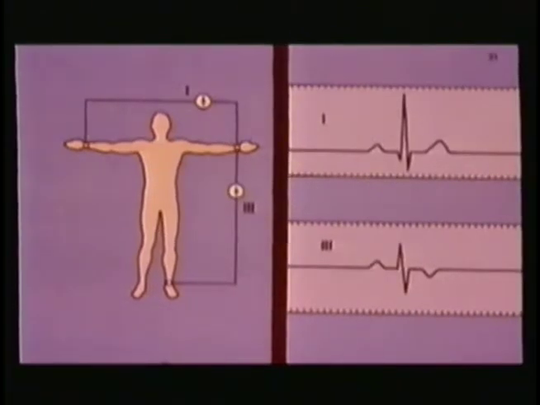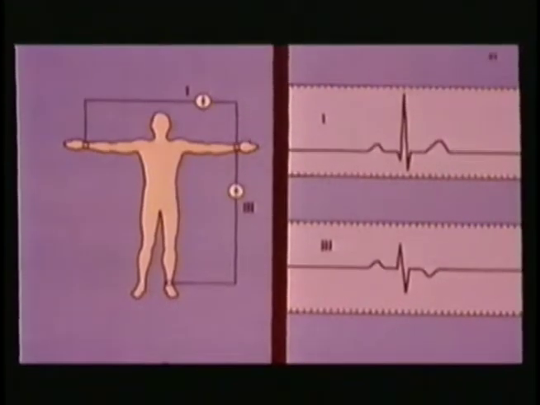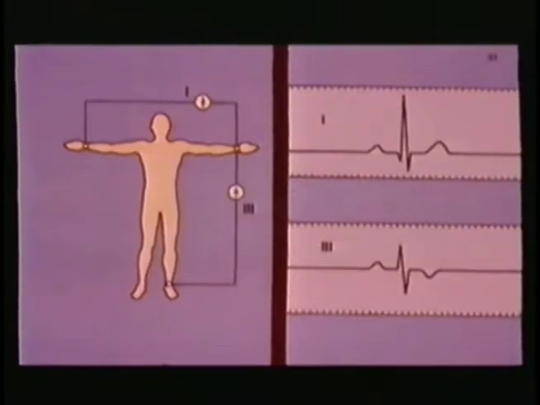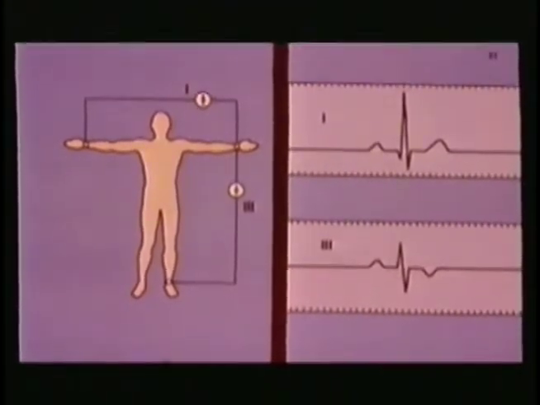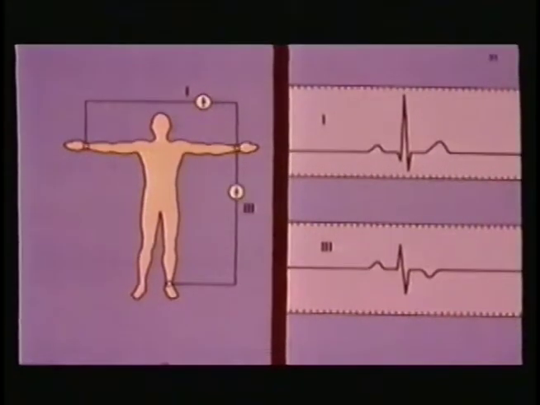31. Electrodes on the skin and their electrical connections to a galvanometer or electrocardiographic recorder constitute leads. Each lead records the same series of electrical events occurring in the heart, but views the events from a different electrical perspective.